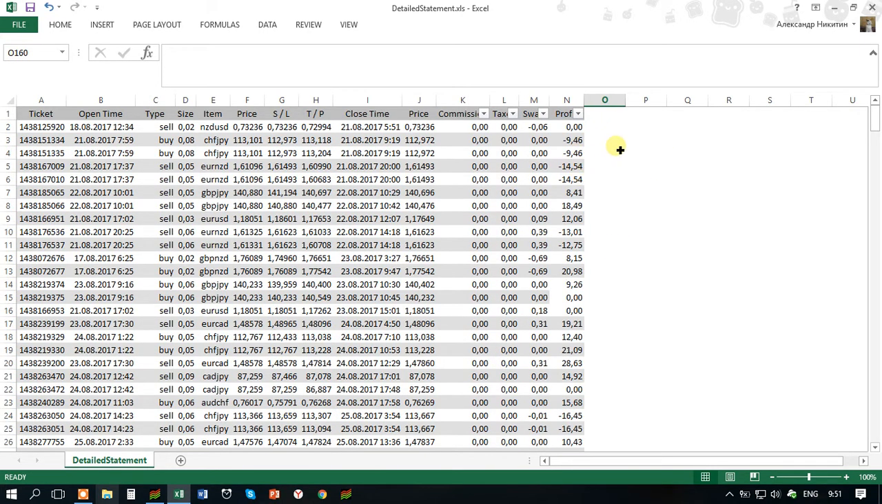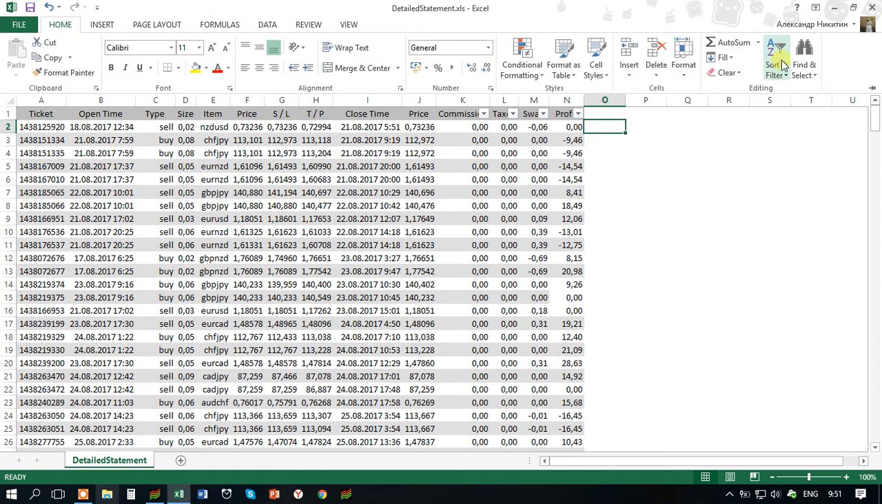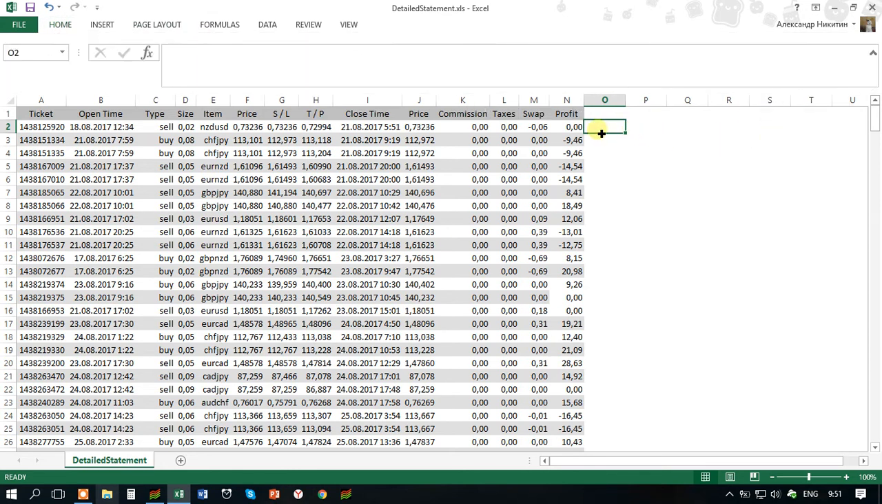Now it is done. As you can see, what do we have here in this report? We have type, size, item, price, stop loss, take profit, close time, price, commission, taxes, swap, and so on and so forth. We have profit in money, but we don't have profit in pips. Oh, that's not good. Let me calculate the profit in pips.